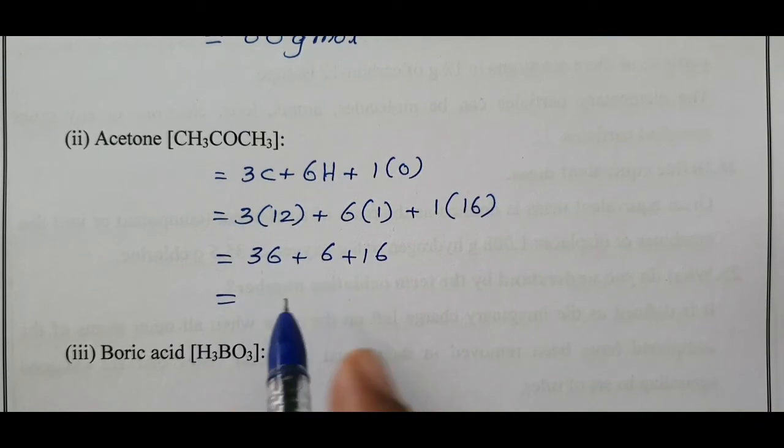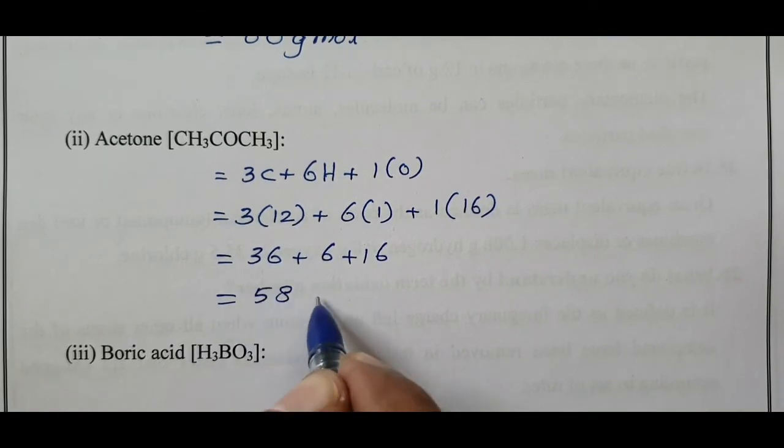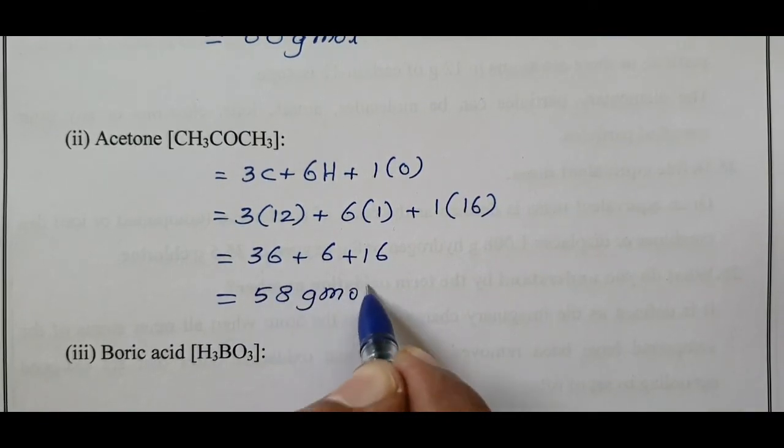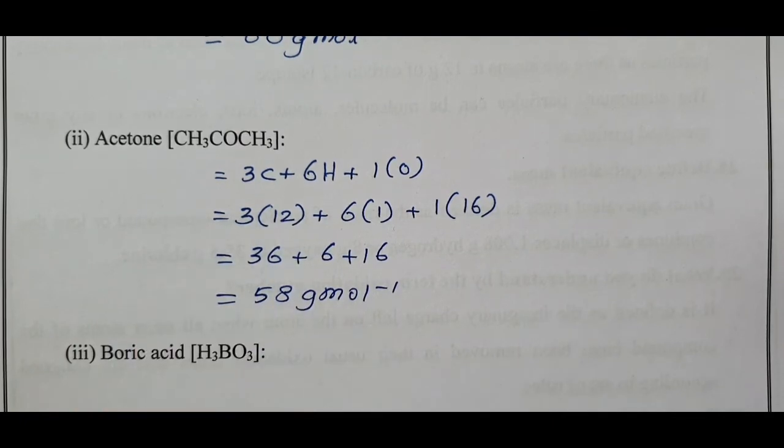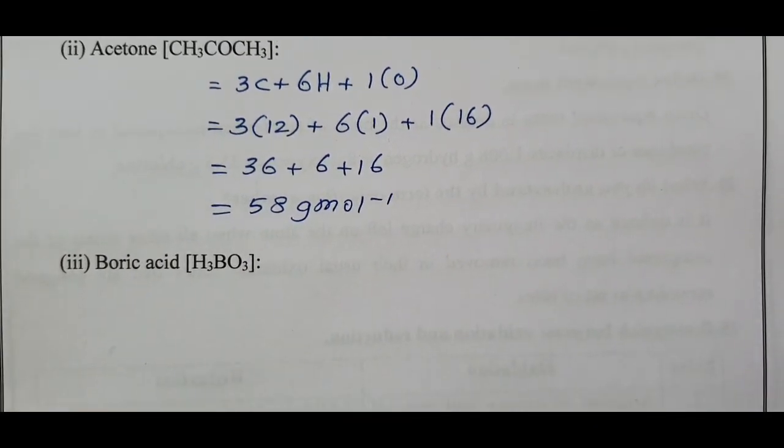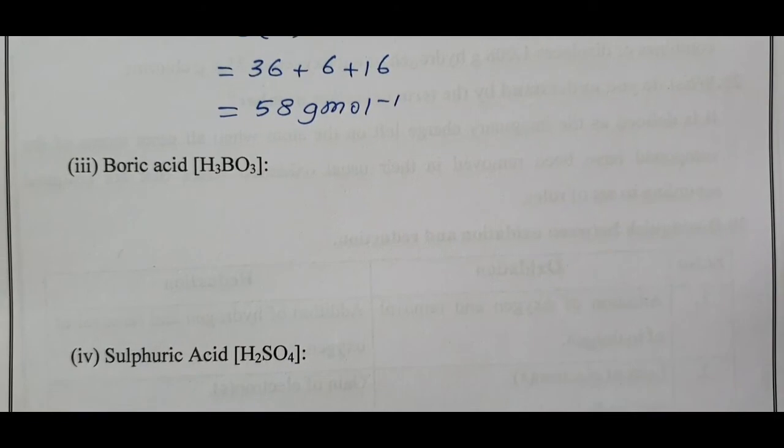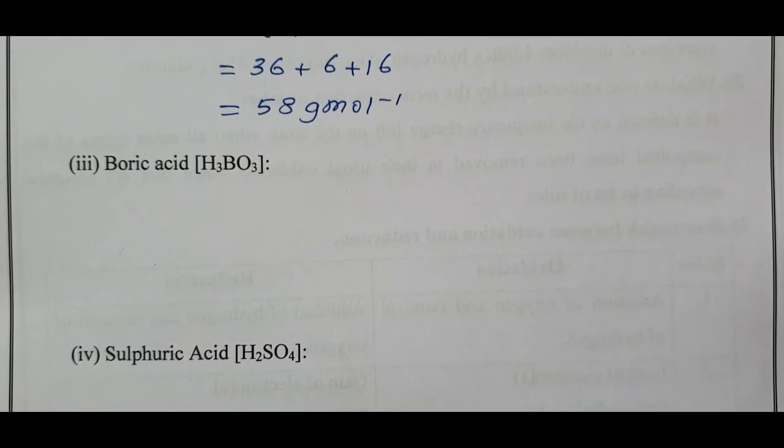When you add all these, you will get 58 molar mass. Gram mole power minus 1 is the molar mass of acetone. Come to boric acid. Boric acid molecular formula H3BO3.